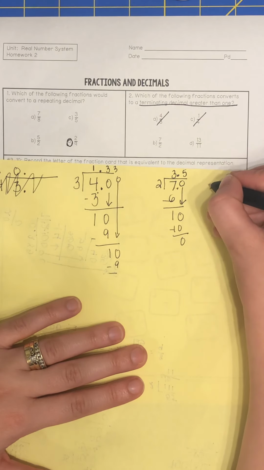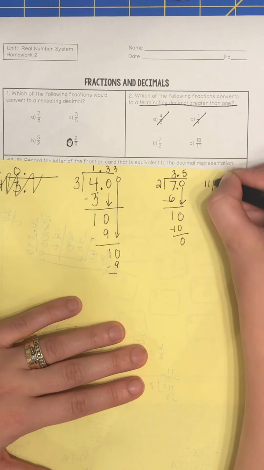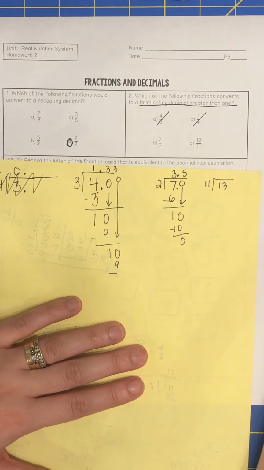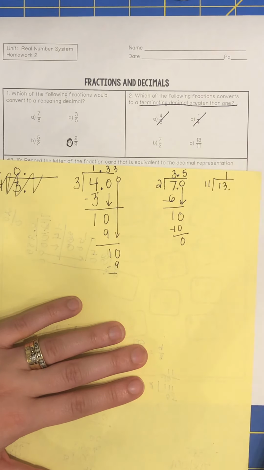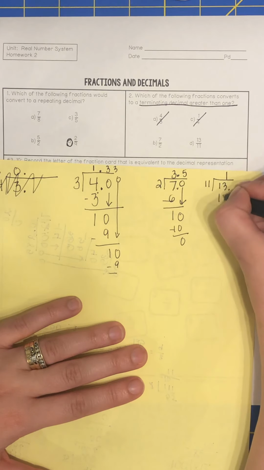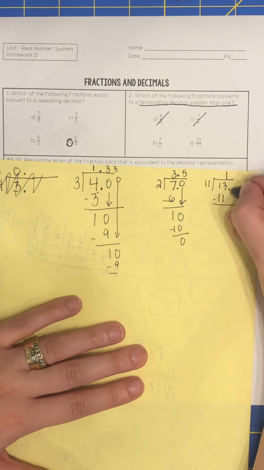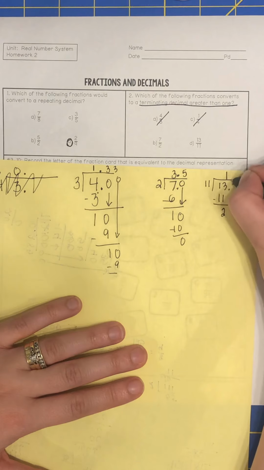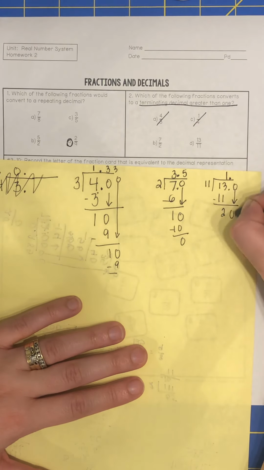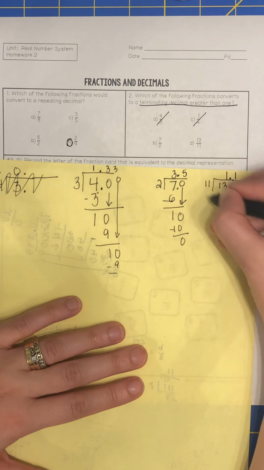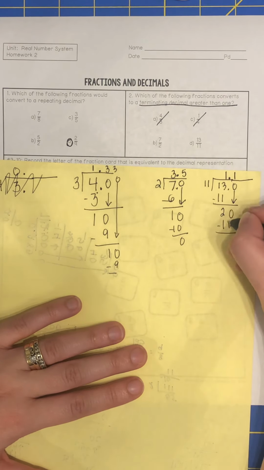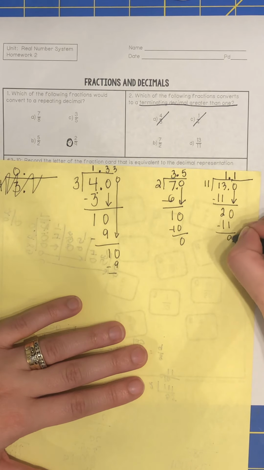So 13/11ths. This is where I'm going to take the denominator of 11 and divide it into our numerator of 13. If I think about how many times 11 can go into 13, it goes in 1 time. 1 times 11 is 11. 13 minus 11 is 2. Move my decimal point up there, and then I have this 0 I'm going to bring down. 11 goes into 20 1 time. 1 times 11 is 11. 20 minus 11 is 9.